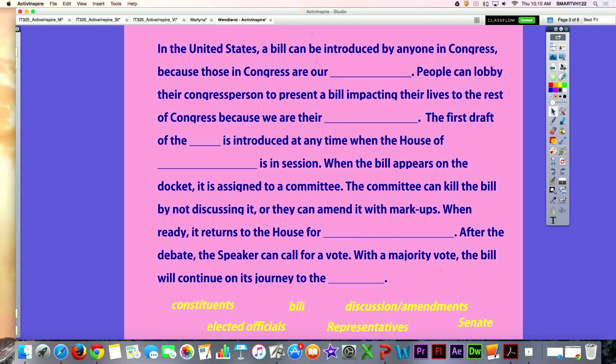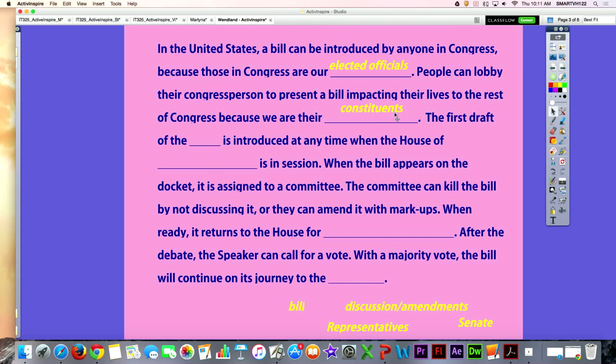A bill can be introduced by anyone in Congress. Who is in Congress? Elected officials. There we go. So what happens is people can lobby their congressman, man or woman, to present a bill impacting their lives to the rest of Congress, because we are their what? What are the people that elect them called? Constituents.